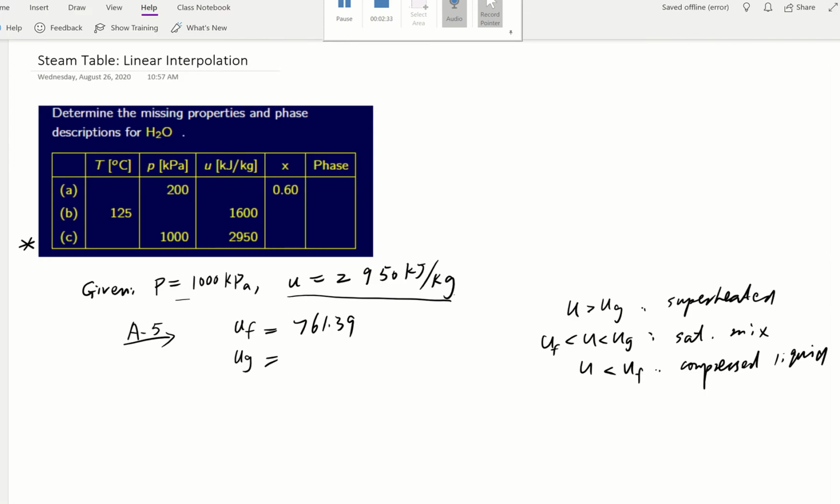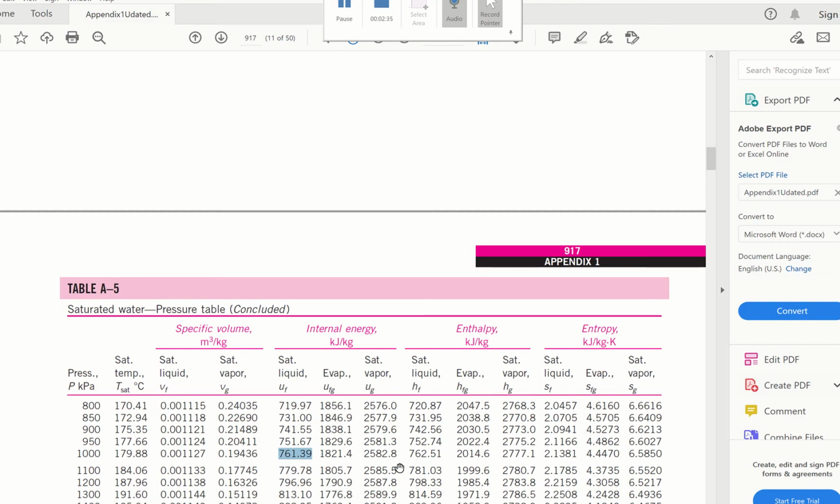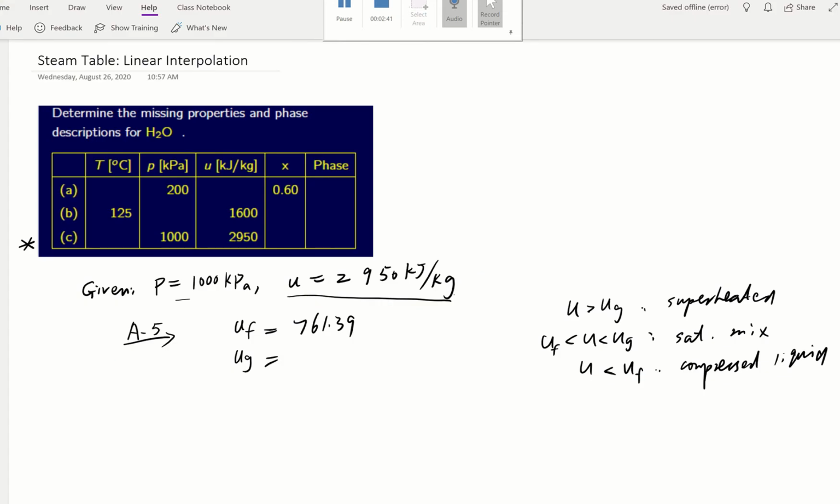And now let's go back to look at the UG. UG is 2582.8. Okay, then we realize our U here is 2950, and it's even greater than UG. That tells us this is superheated vapor.